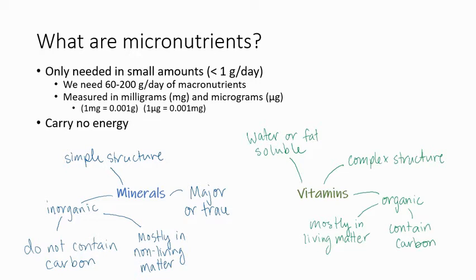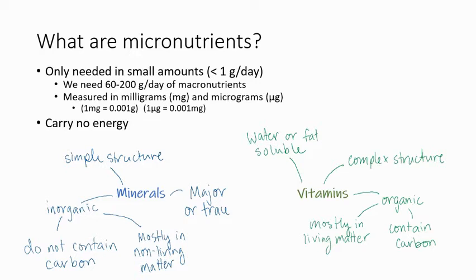And because of that, we actually use different units to measure them. Oftentimes we're using milligrams and micrograms. So a milligram is 1/1000th of a gram. A microgram is 1/1000th of a milligram. So you can think of it as like a millionth of a gram. These carry no energy, so we don't eat them or consume them for energy like we do with the macronutrients. Instead, we're getting them for just cell function and other things that need to happen in our bodies.